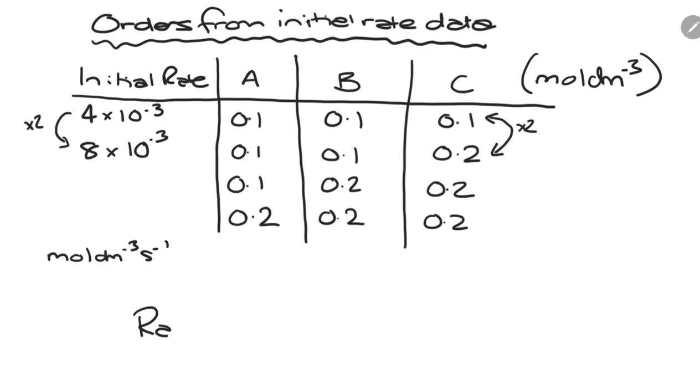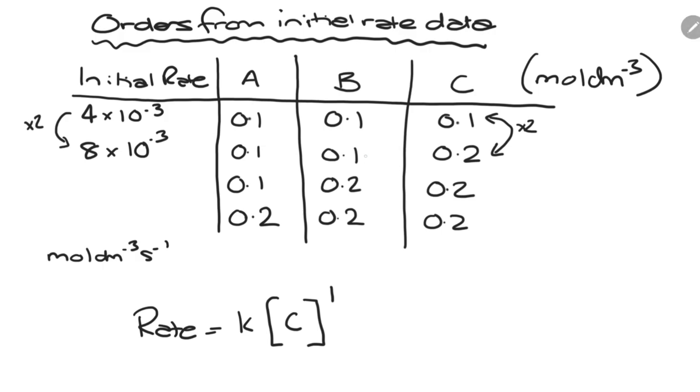If we use the rate equation as we derived in the previous clip, we know that if the concentration has doubled and the rate has also doubled, the order of reaction with respect to C is 1.